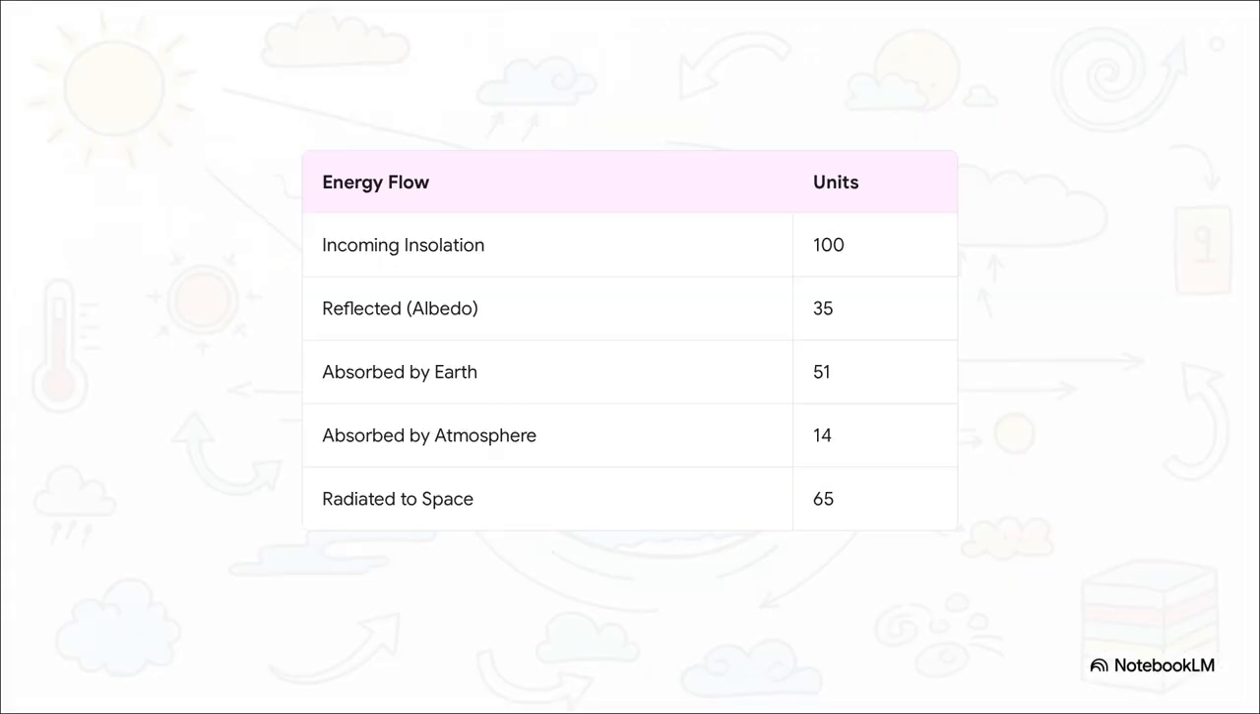Let's simplify the math so you can memorize this ledger. 100 units come in, boom, 35 bounce right off immediately. That leaves exactly 65 units that actually enter our Earth atmosphere system. You've got 51 absorbed directly by the Earth's surface and 14 soaked up by the atmosphere itself. But again, because the Earth isn't boiling over, those exact same 65 units are eventually radiated completely back out to the freezing void of space.